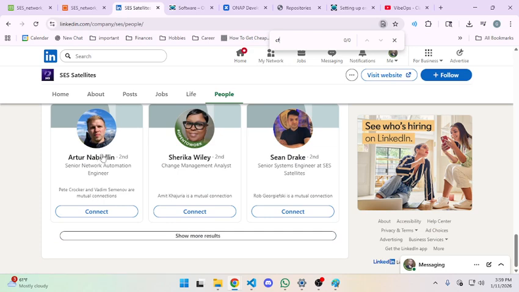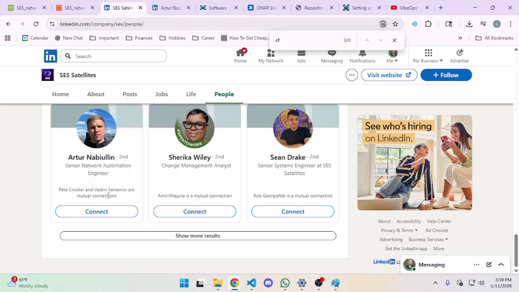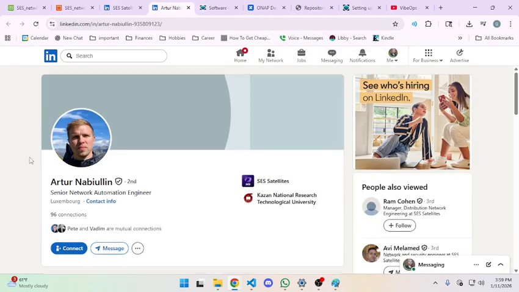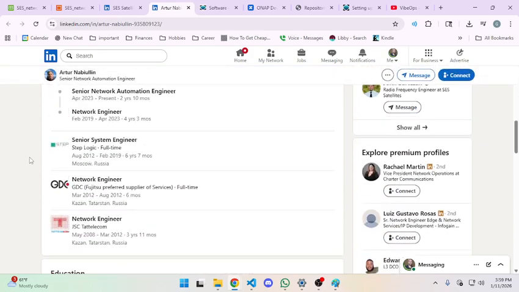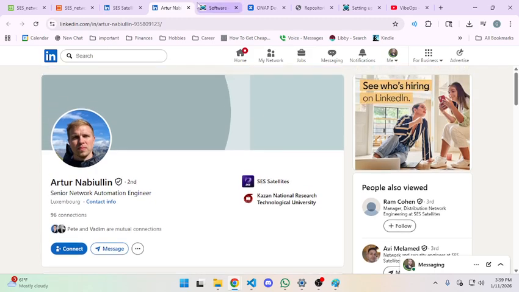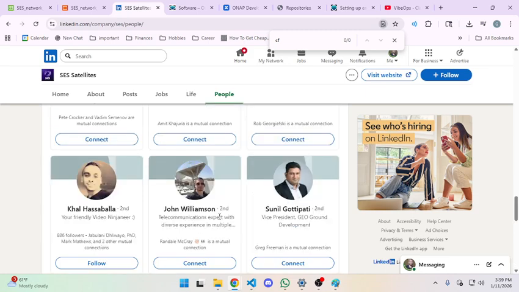So they have a senior network automation engineer working there. In fact, they have a guy working there who's connected with some of the people from AutoCon. So I just, yeah, I don't know. I'm confused.